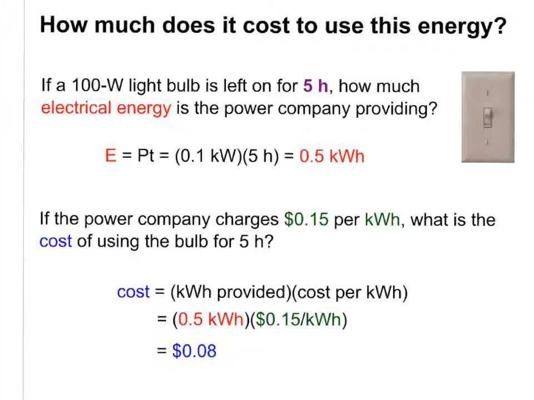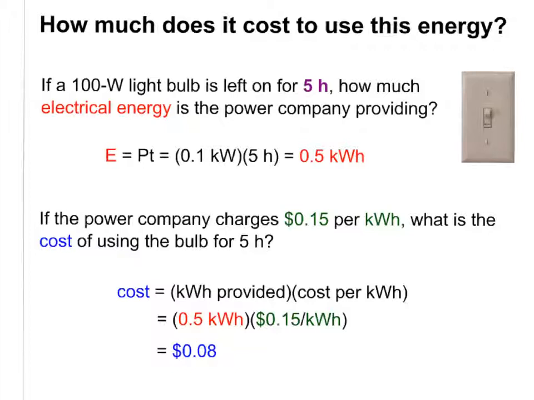When we look at our formula for energy, remember electrical energy equals power times time. We know our power, we have that in kilowatts right here. And we know the time in hours already. So we know that the energy usage for running this 100-watt light bulb for 5 hours is 0.5 kilowatt hours.